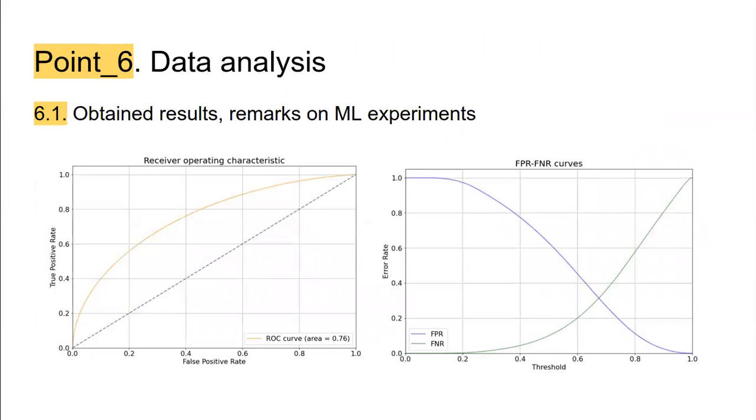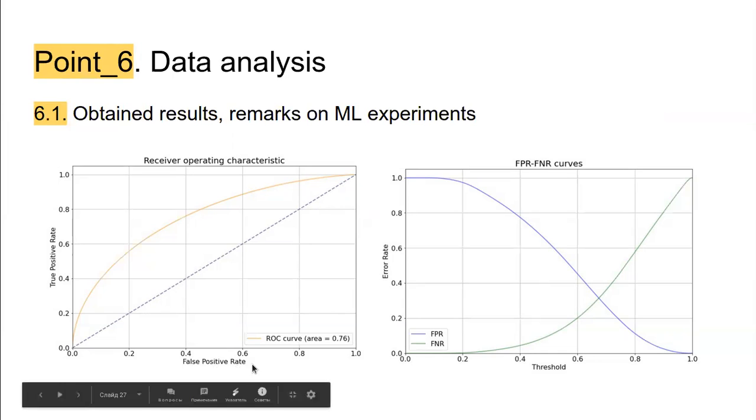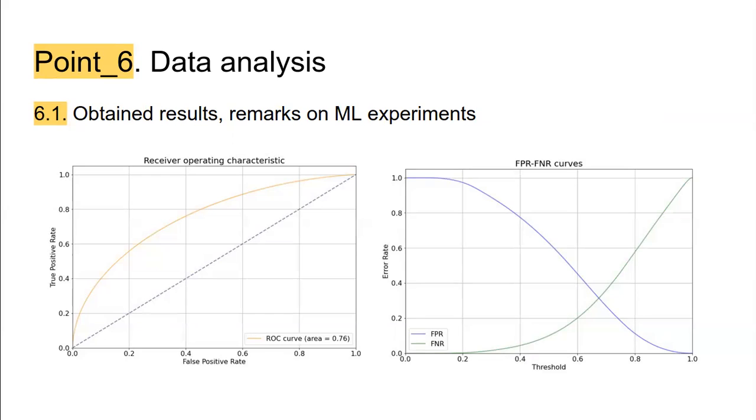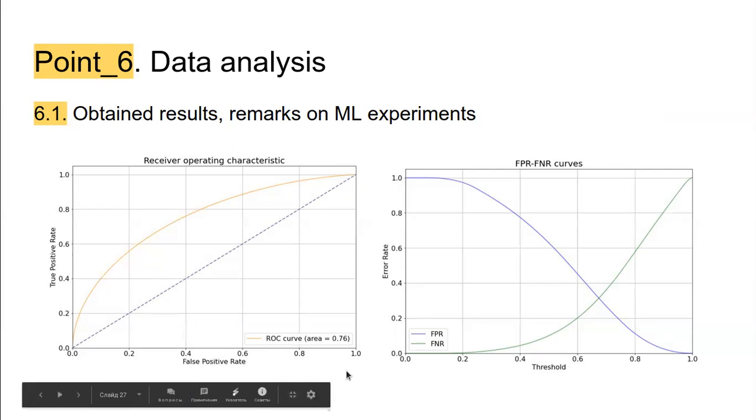So here we just move to the data analysis part, and here you can see the ROC curve. The ROC curve shows the model's ability to distinguish between classes, and the better the classifier, the higher the ROC curve. And it's plotted with TPR, true positive rate, on the y-axis against the FPR, which is the false positive rate. You can see it here. And for our model, we have received a sufficiently high ROC curve. So let's just move on.